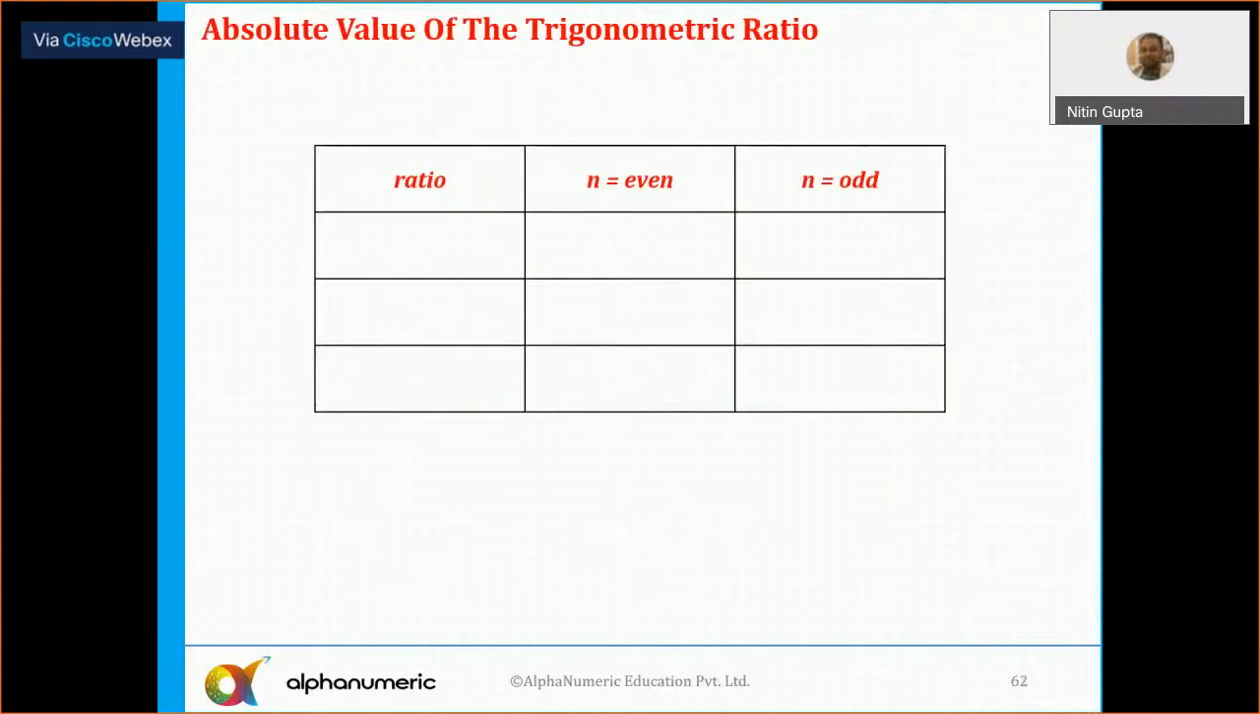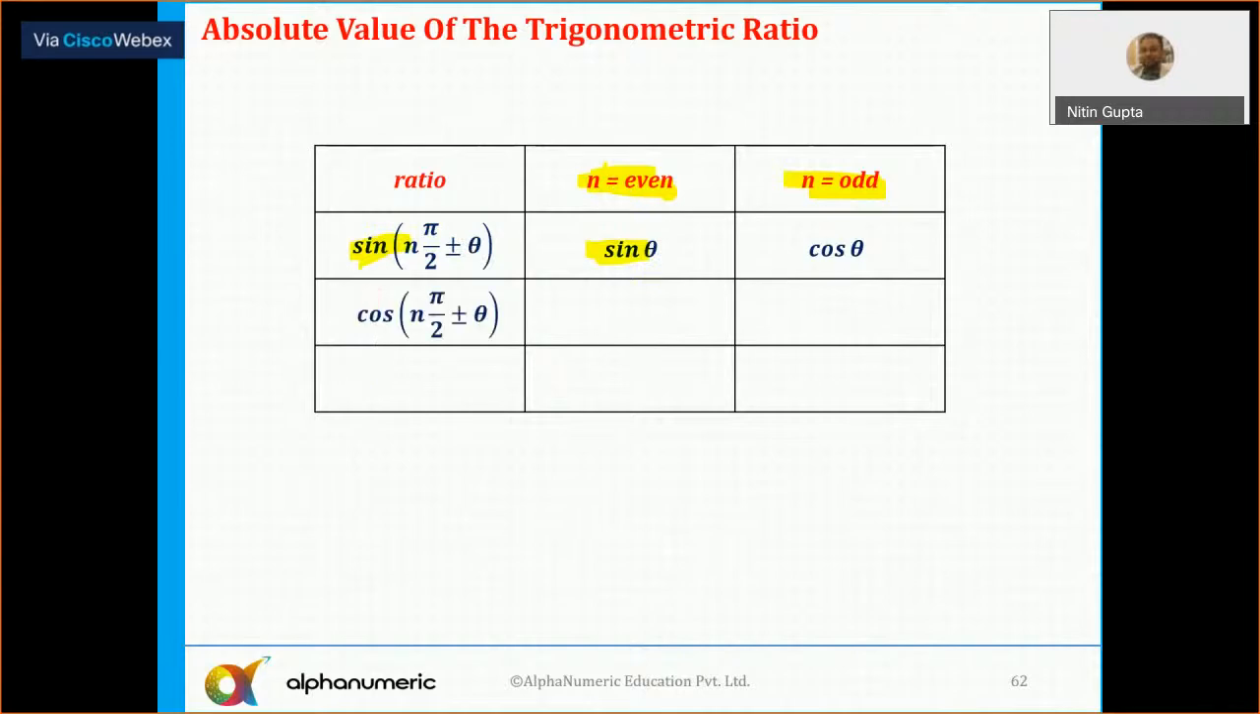Now, the absolute value of the trigonometric ratios, the case when n is an even number and when n is an odd number. Sine of n into pi by 2 plus minus theta. So whenever you have this, always remember, write down the angle as a multiple of pi by 2, so pi by 2 into n plus minus theta. So if n is even, the sine will remain sine. If it is odd, it will become cos.